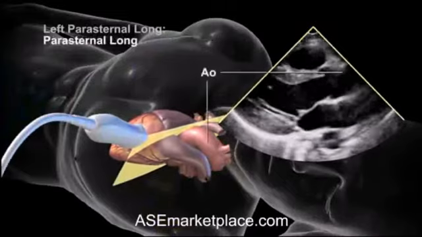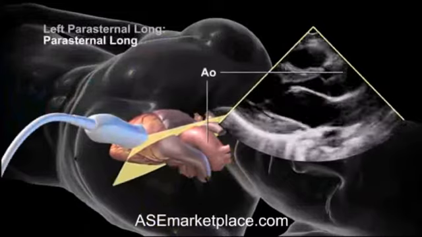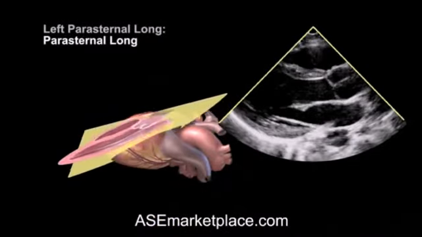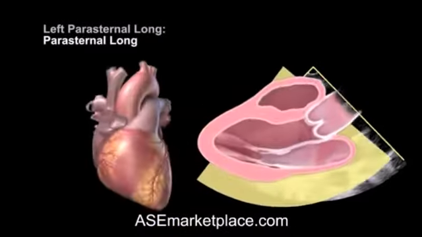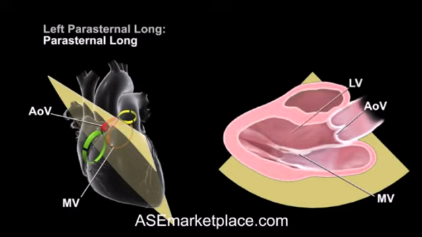Notice that in this parasternal long axis view, the aorta is labeled in both the animated heart and the clinical image. On the left image, we can see how the parasternal long plane cuts the aortic valve, labeled AOV, and the mitral valve, labeled MV. The left ventricle is labeled LV, and the left atrium, LA.